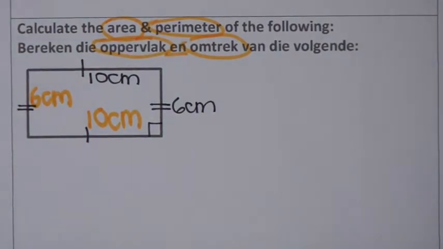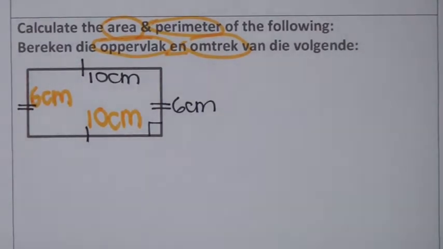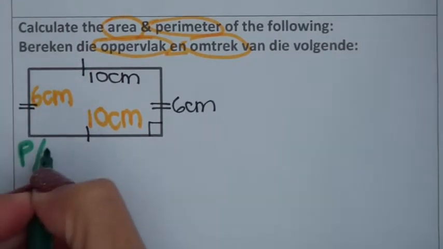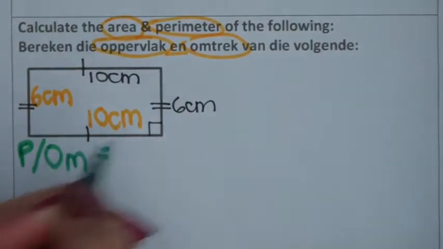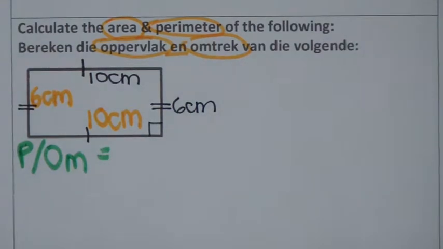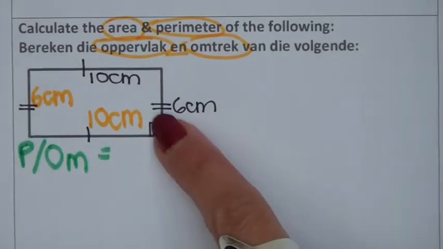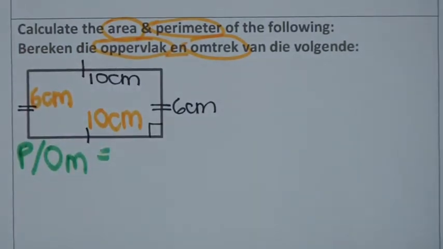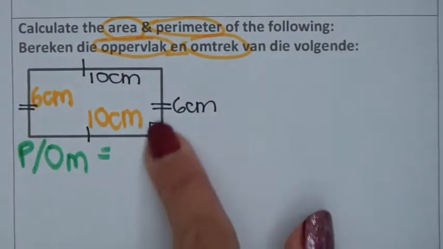Okay, nou gaan ons gou-gou die omtrek uitwerk. We're going to work out, nie die oppervlak, excuse, die omtrek. We're going to work out the perimeter. Perimeter, P, of in Afrikaans, O-M, vir omtrek. Okay, remember what we said. We said perimeter is the outside. Die omtrek is die buitekant. Now, it would be so silly to go 10 plus 10 plus 6 plus 6. Nee, dit sou lekker stupid gewees om te sê 10 plus 10 plus 6 plus 6.